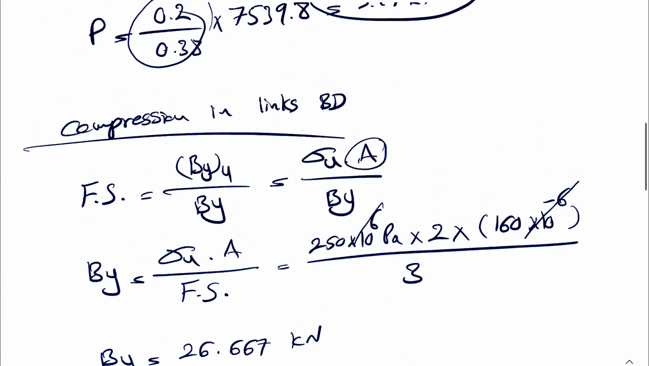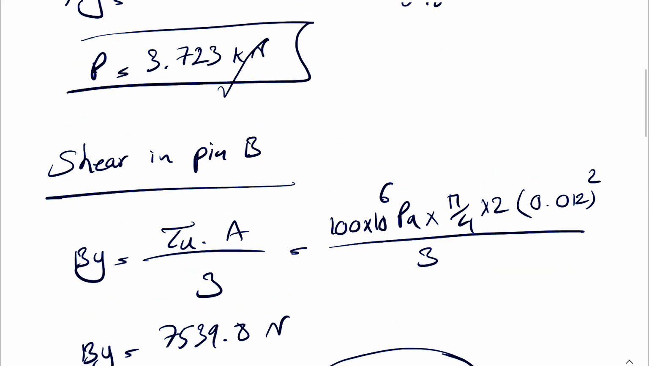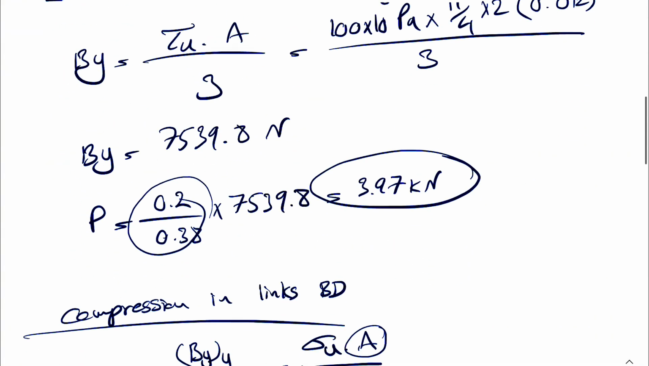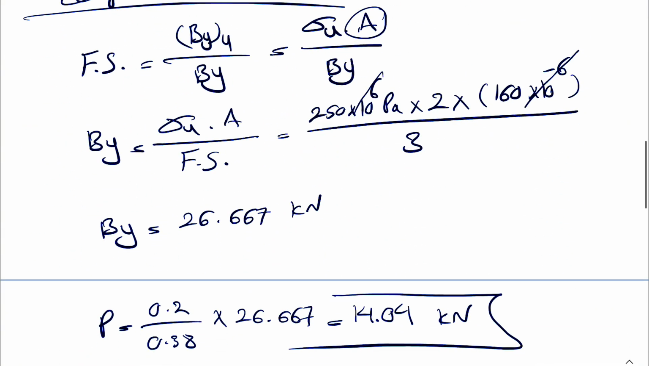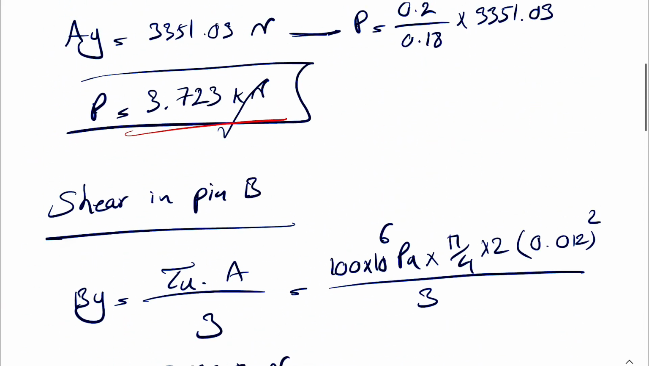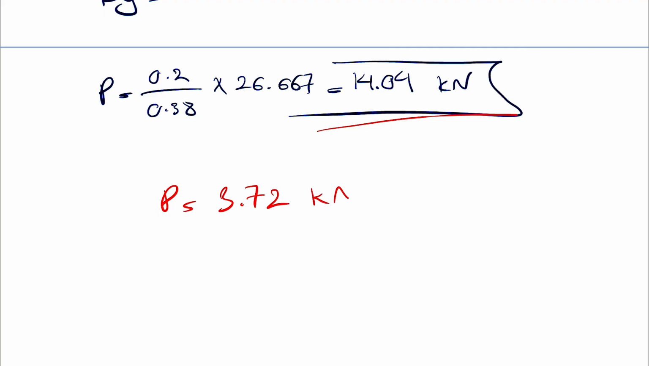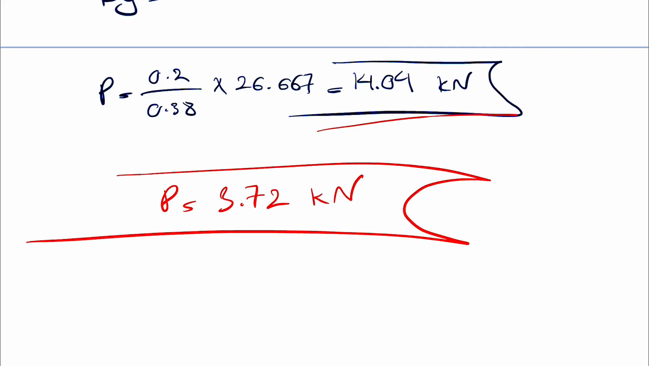And as I mentioned, the final answer would be the lowest P, because that way we can make sure that it's not going to compromise any parts of this structure. So we have 3.72, which is lower than this, 3.97, and it's lower than 14. So our final answer would be 3.72 kilonewtons. And yeah, that's pretty much everything for this one.